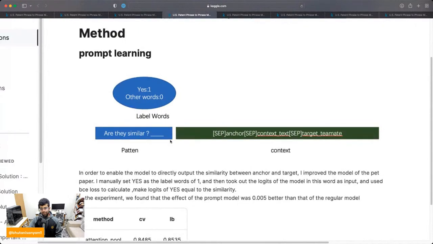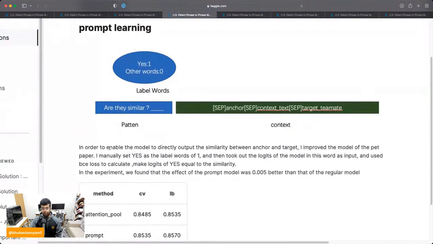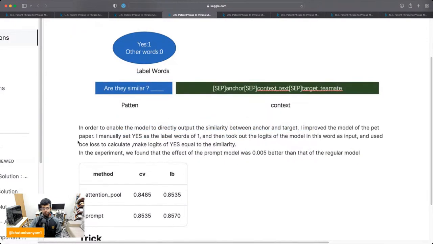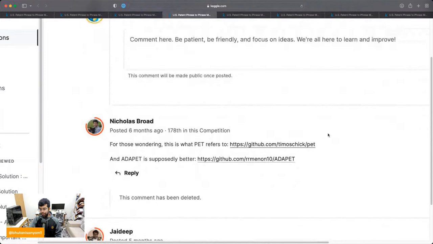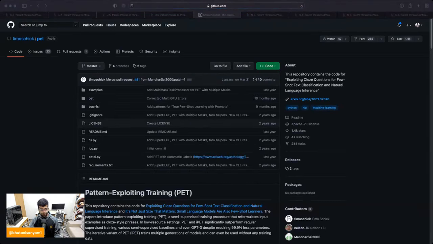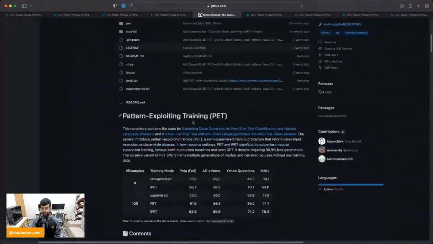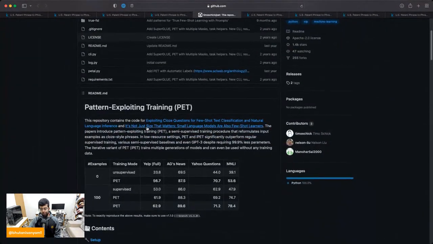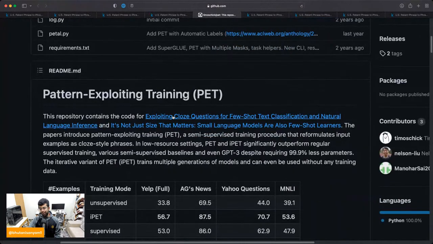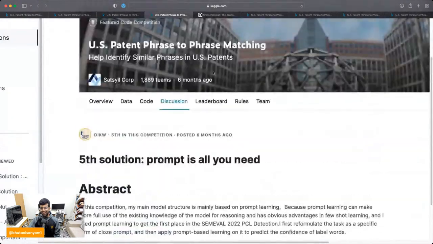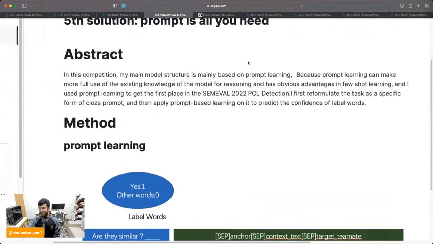So he shares a simple image of prompt learning here. And in the subtext, he says, in order to enable the model to directly output the similarity, he improved the model of the PET paper. And the PET paper refers to this. This was one of the links that I wanted to highlight. That's why I was scrolling through the discussion constantly. But this is pattern exploiting training. So that's the name of the paper. And the clause, I assumed it was a spelling mistake. No, it's not. The clause in this write-up actually refers to a technical word from a paper.